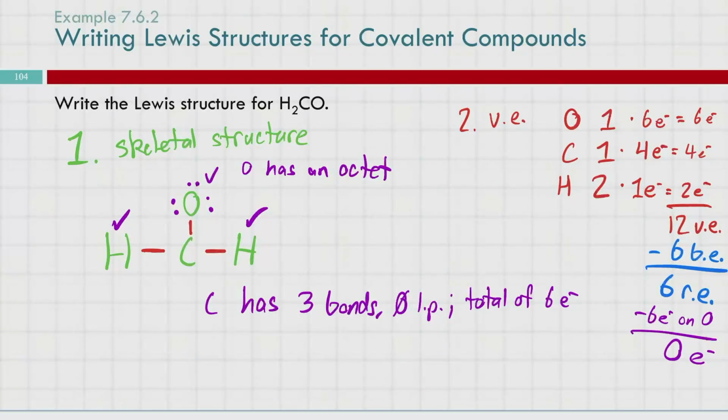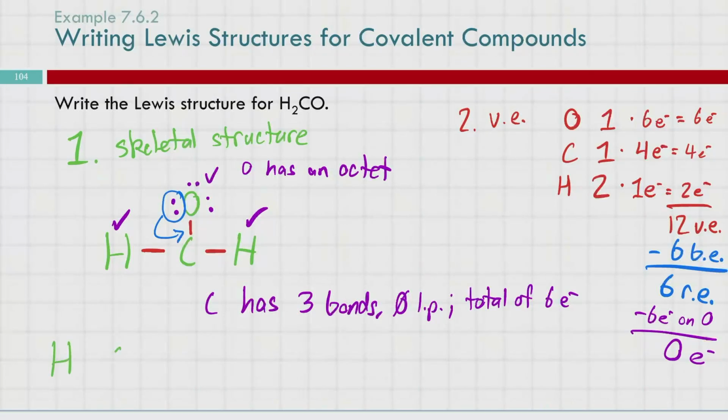Who's got extra electrons that they can share with carbon? Oxygen. Oxygen has 3 lone pairs. It can put one of these lone pairs into the bond. So let's say that it's this lone pair. Put that into the bond. That would make it not a single bond, but a double bond.